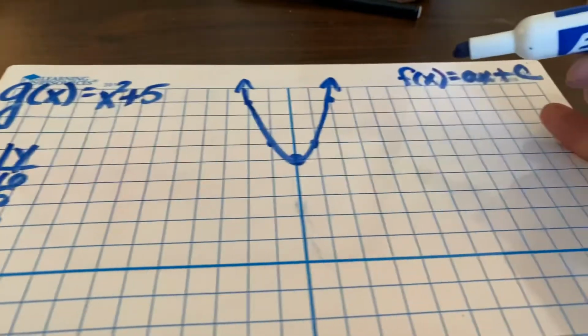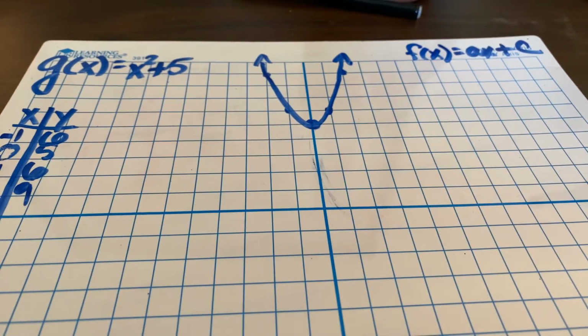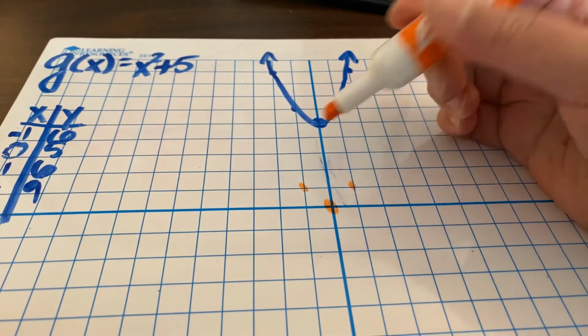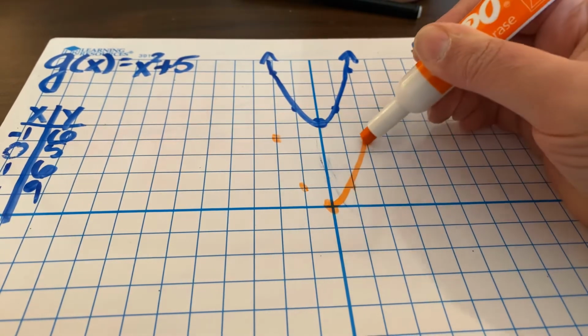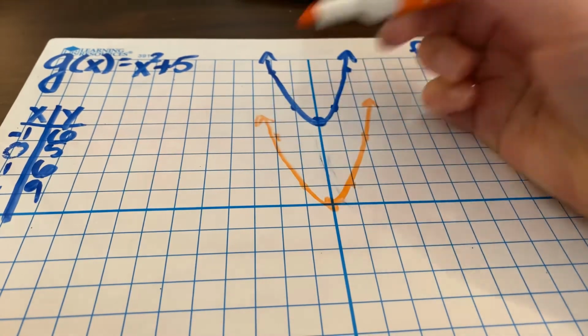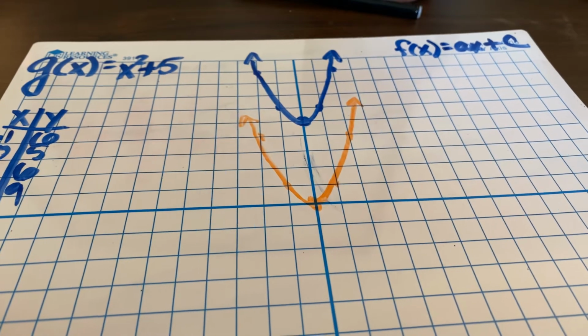And we can see that this is very much like the graph of f of x equals x squared. But if you remember, the graph of x squared goes through the origin. And we can see that this is a vertical translation up 5 units of the graph of f of x.